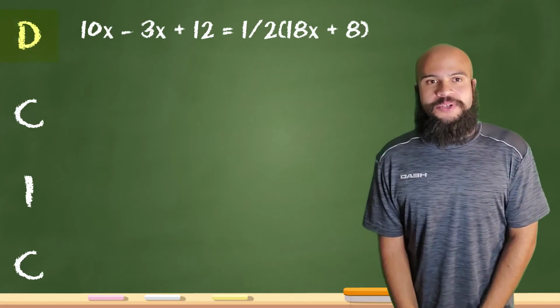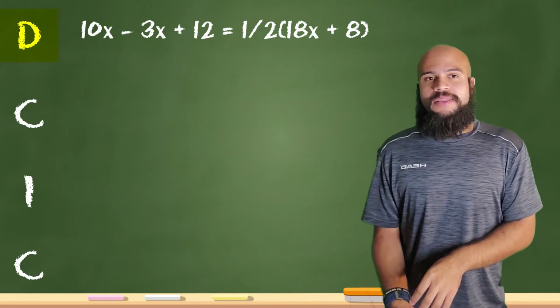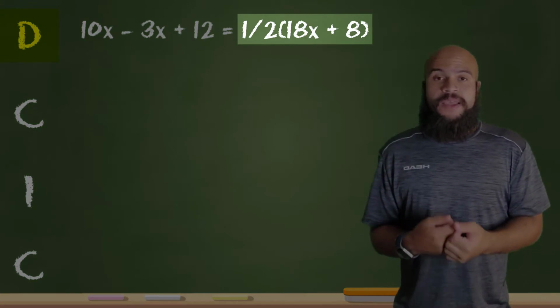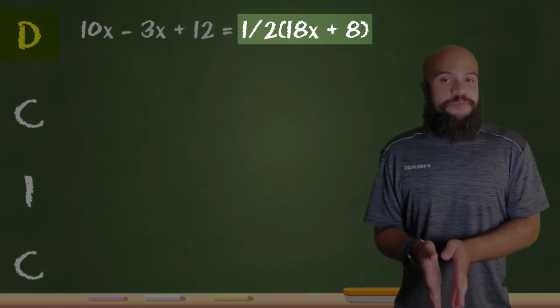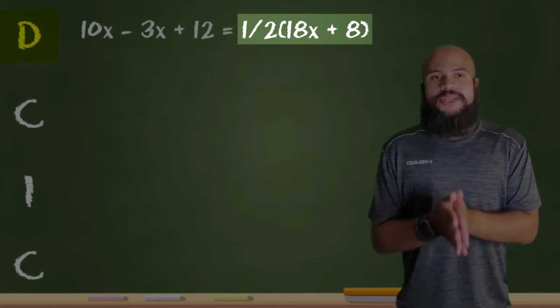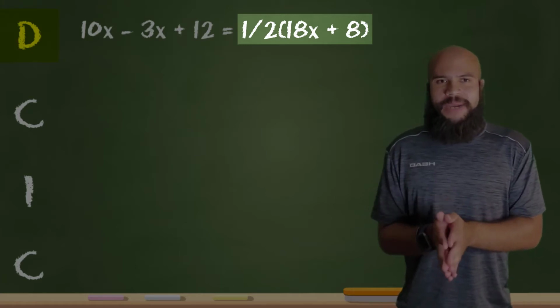First, I'm going to start with distribution. Although there is no distribution that needs to be done on the left side of the equation, I am able to distribute the 1/2 on the right side. Now, distributing a 1/2 is actually pretty simple because it is the same as taking half of each term inside the parentheses. And taking half is the same as dividing by 2.